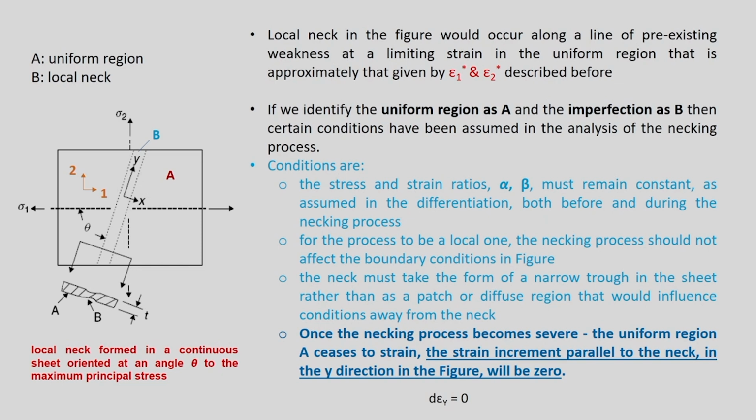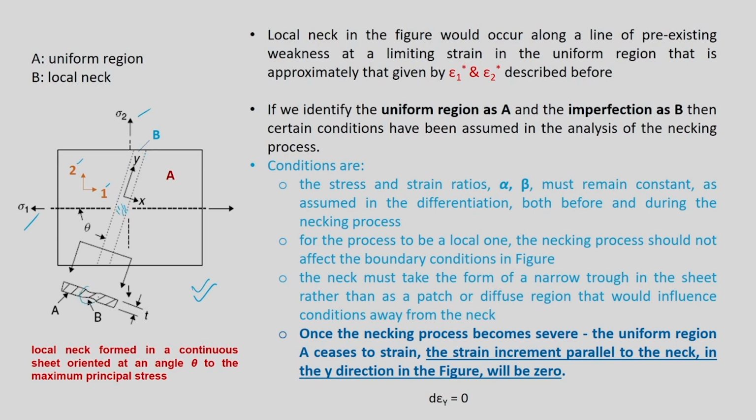So this diagram is already known to you. We already introduced this to you. What we are considering here is a simple thin sheet, and you are seeing that the principal stresses sigma 1, sigma 2 are mapped here. Direction 1 is along this direction, 2 is along the 2 direction, and it is undergoing deformation and a localized neck is formed here. The localized neck is nothing but this dotted region. The cross section is shown here.